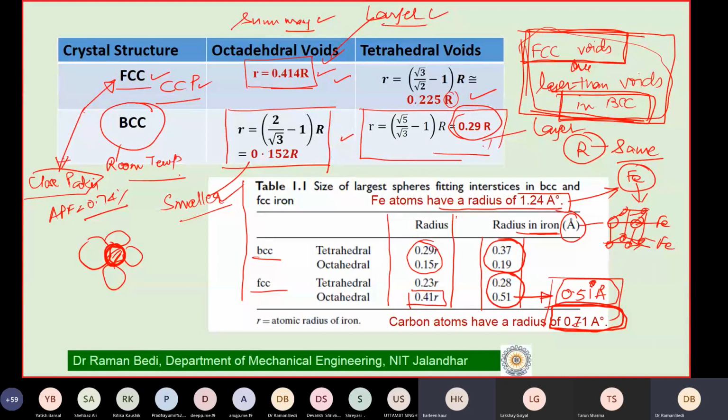Now, why am I referring to iron and carbon? Because iron as such has both the crystal structures. It is available to us in FCC as well as BCC. That means when you are heating iron, it is changing its structure.